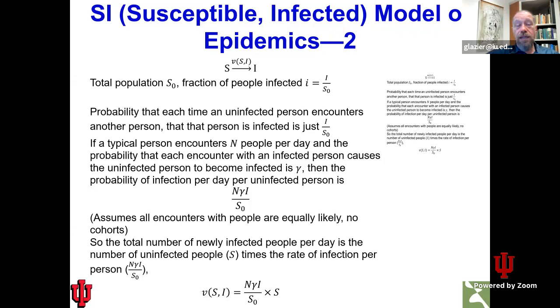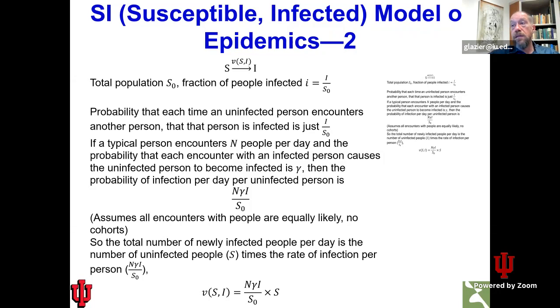Usually, you will see N and gamma aggregated into a parameter called beta. The reason I'm keeping them separate is that when you think about treating or preventing the spread of the disease, reducing the number of encounters and reducing the infectivity per encounter are different. And so I wanted to break them out separately.